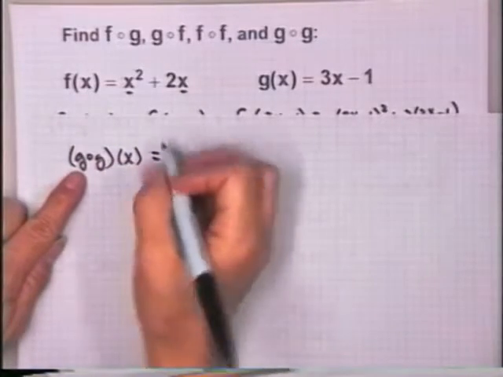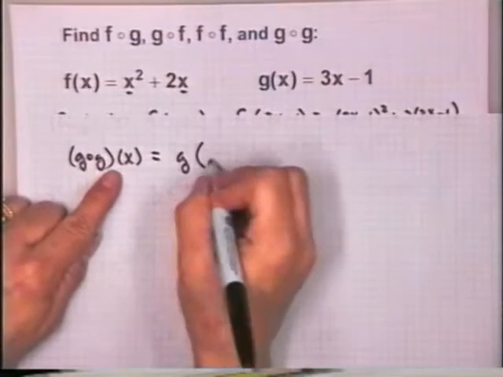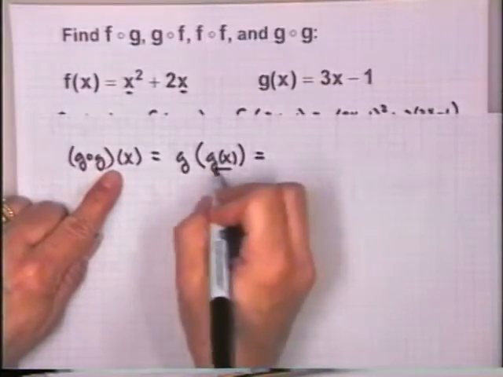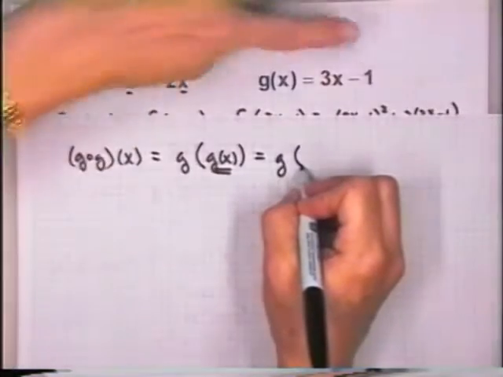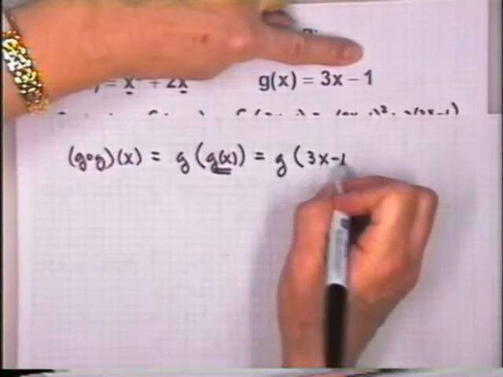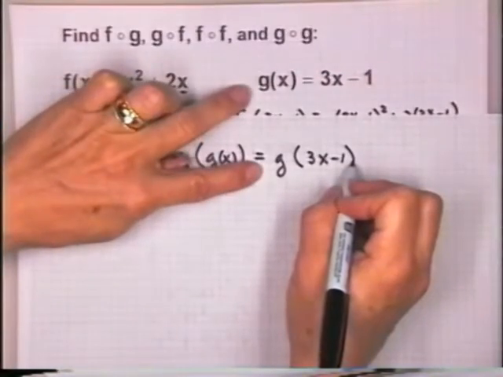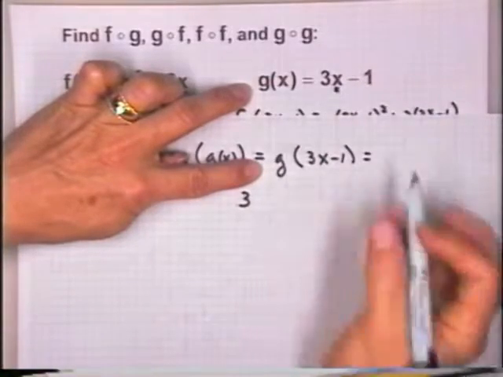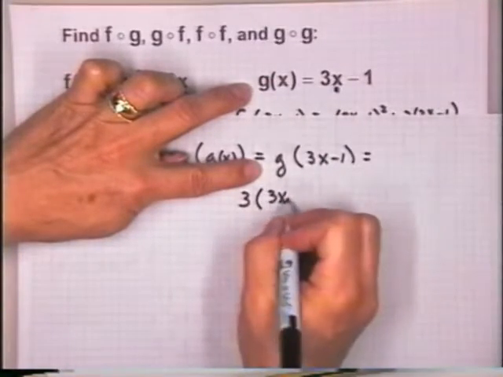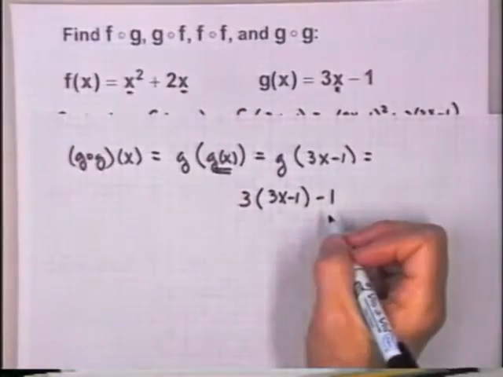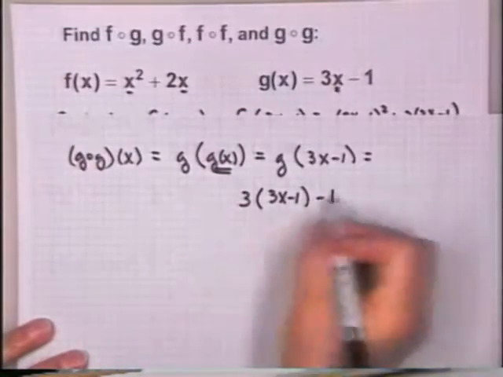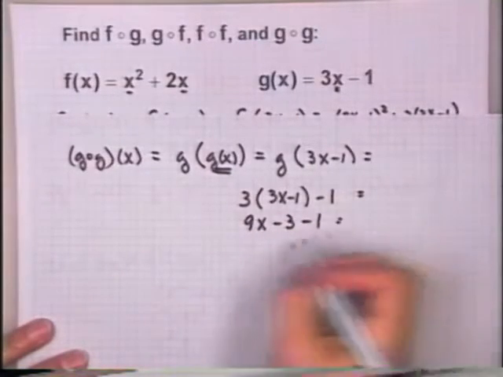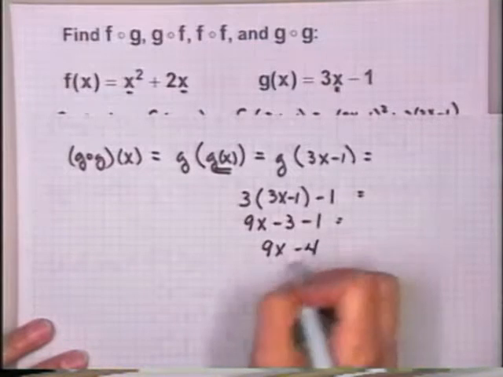Again, which function's on the outside? g is on the outside, but g is also on the inside. g of x. Replace on the inside first. g of, in place of g we put 3x minus 1. This says look again at function g and replace your x right here with 3x minus 1. So we have 3 times 3x minus 1, subtract 1, don't we? Distributing, 9x minus 3, subtract 1, and then simplifying, 9x minus 4.